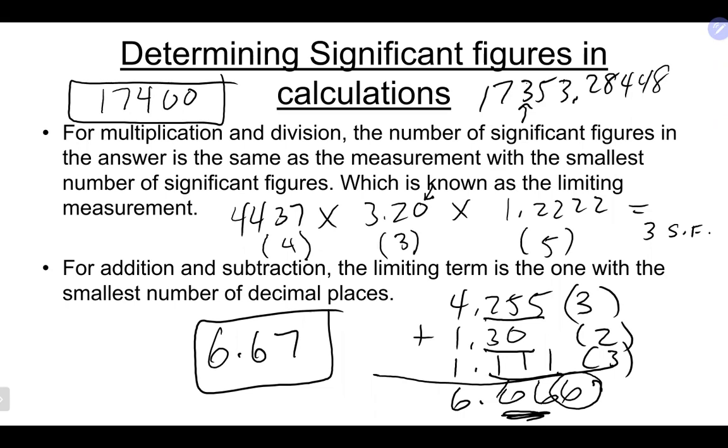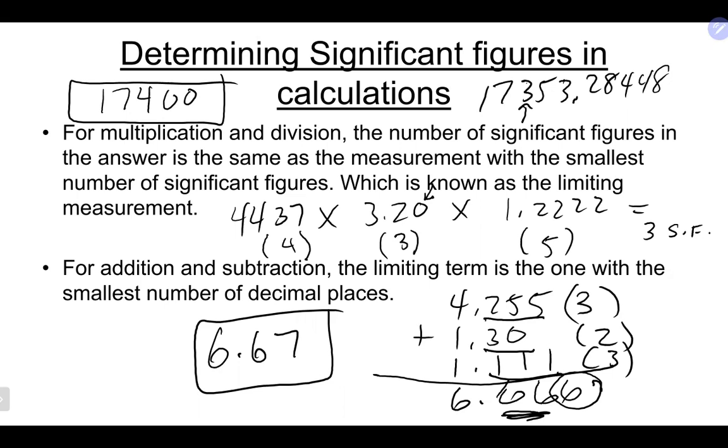Any questions? So multiplying and dividing, you look at sig figs, the least number. Adding and subtracting, look at decimal places, also the least number. The reason for that is your least number is pretty much your worst measurement. Your overall calculation is only as good as your worst measurement. Kind of like the weakest link, right? You're only as good as your weakest link. So your calculation is only as good as your worst measurement.